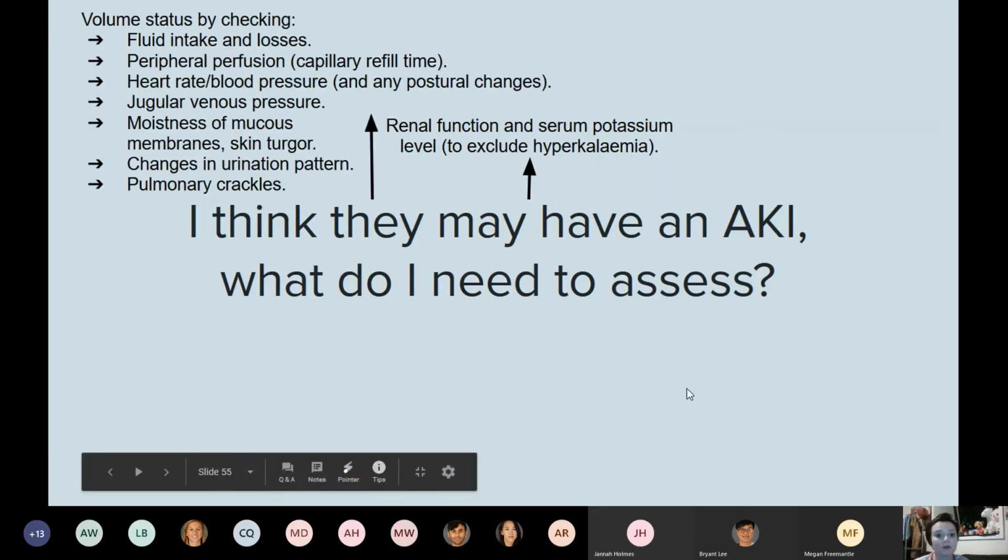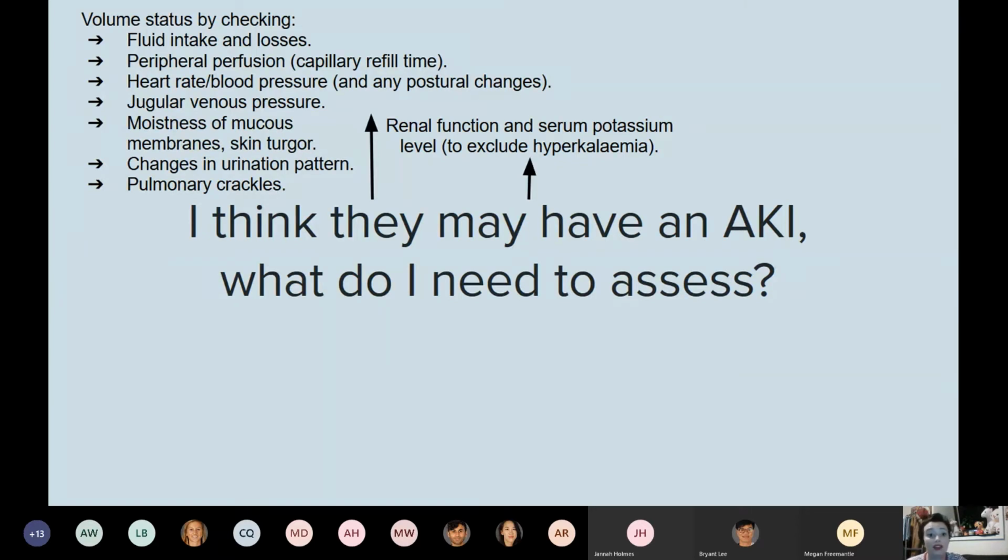So that's one aspect. Another thing you need to know is what is their volume status, because this will affect how you manage them. So to know what their volume status is, you'll be looking at lots of different things. So one thing would be their fluid intake and their losses, which if they're already a patient in hospital, that's quite easy because they might have a catheter, they might actually have a fluid chart, you might know what maintenance fluids they're on. So if they're taking in lots of fluid, but not a lot of it is going back out, that's either suggesting they were very dehydrated in the first place, or they've got an obstruction and that fluid is just building up.